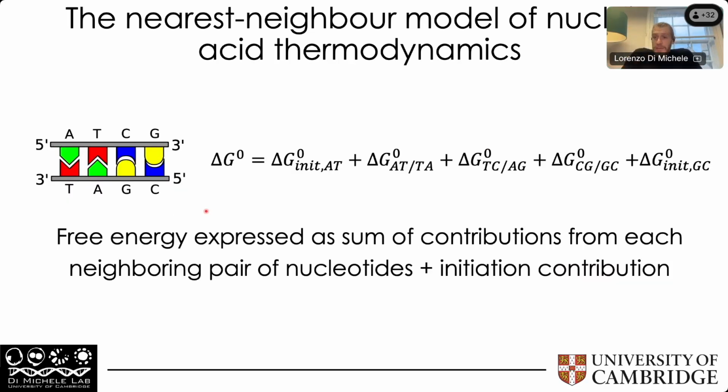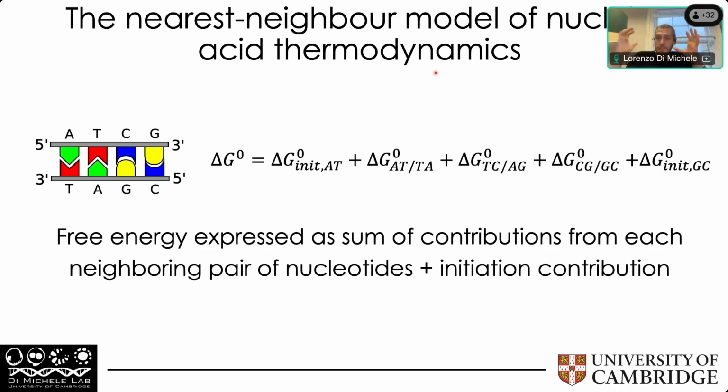An important question, which is actually very fundamental to DNA nanotechnology, is can we actually predict the free energy of hybridization of DNA molecules based on the sequence of the DNA? That would be very nice, very useful, because it means that then we can program the thermodynamics of our DNA constructs. And it turns out that you can do this, and you can do this thanks to a very useful model called the nearest neighbor model for nucleic acid thermodynamics.